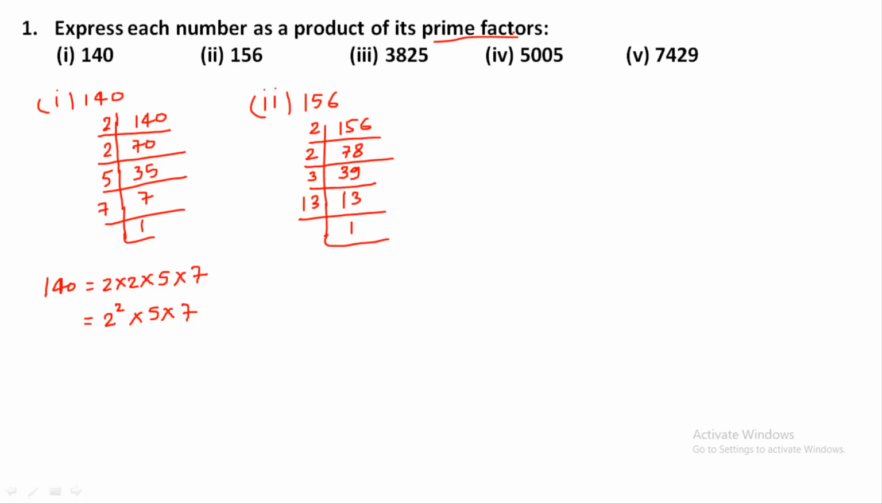So the answer is 156 equals to 2 into 2 into 3 into 13. It means that 2 squared into 3 into 13 is the answer.